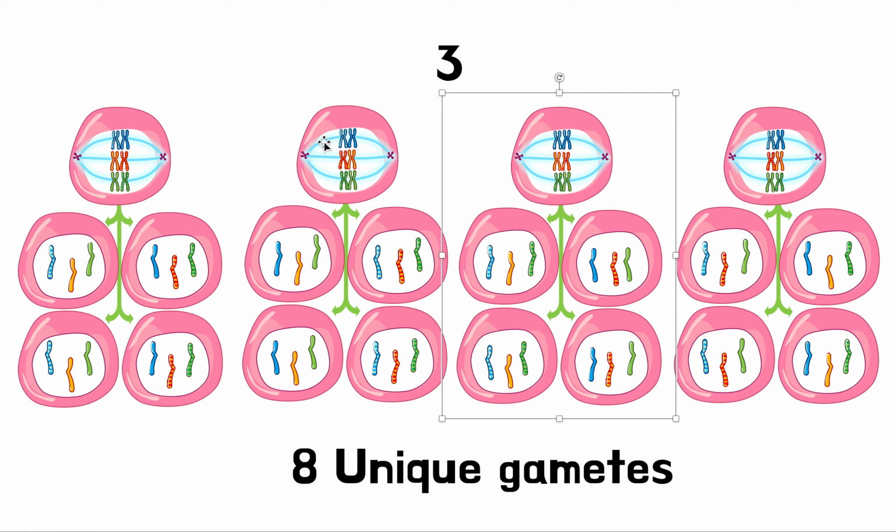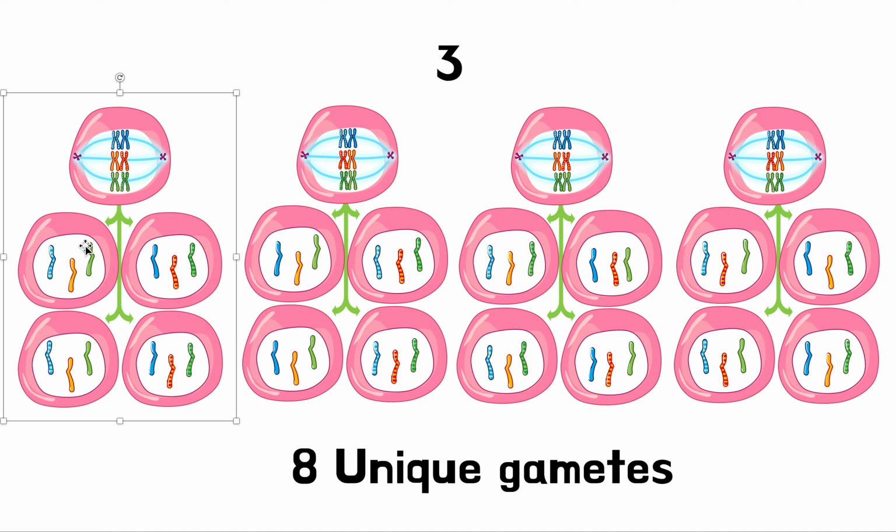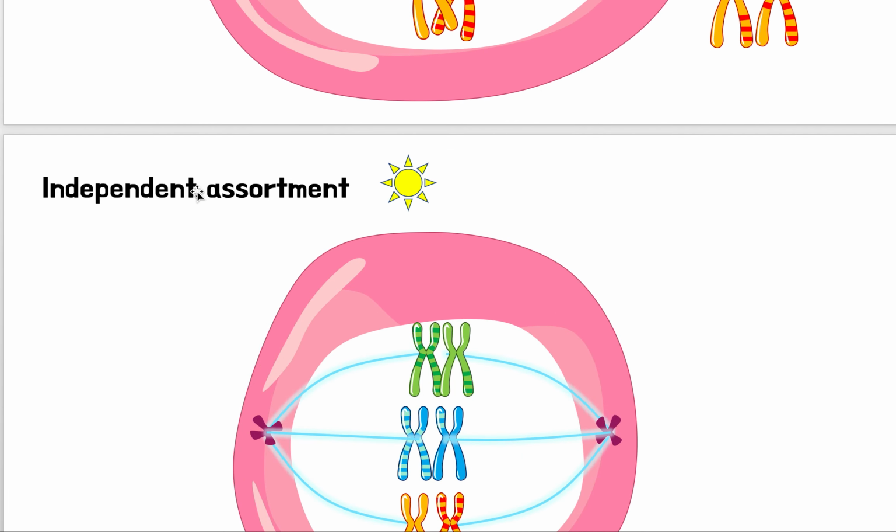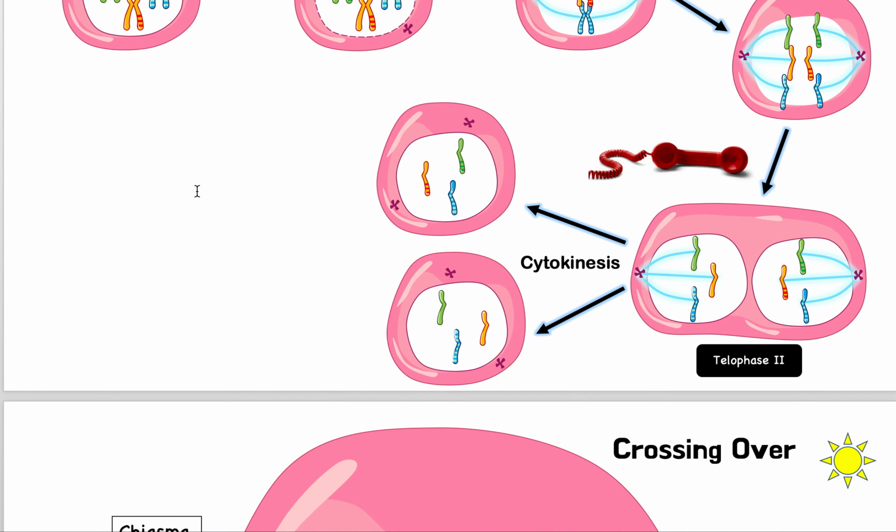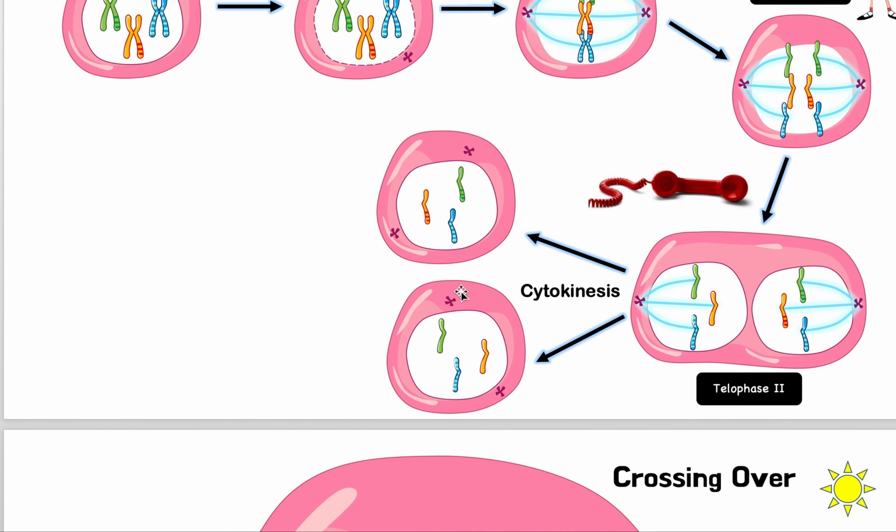But if they were not able to arrange themselves uniquely like this, we would only have 2 possibilities. Say they could only line up like this, then you'd only be able to form 2 unique gametes. So it's super clear how independent assortment allows the production of completely unique gametes. So let's go back up to here. It allows the production of completely unique gametes, with many possibilities.